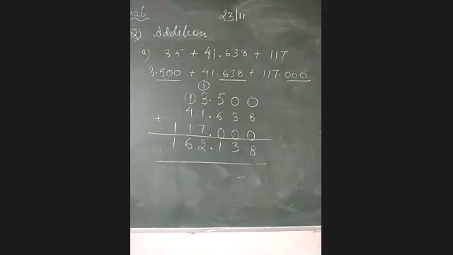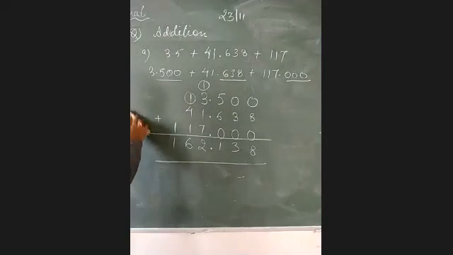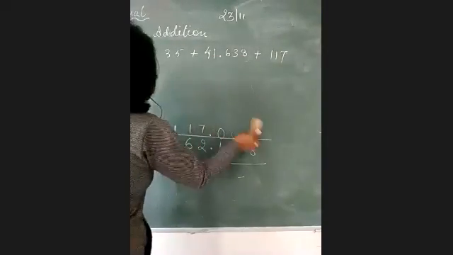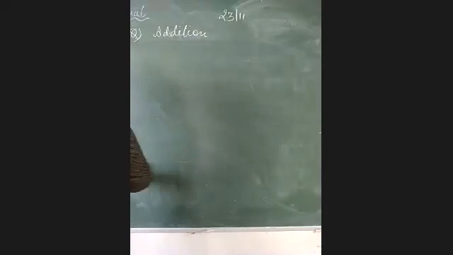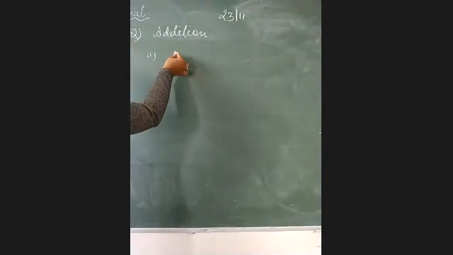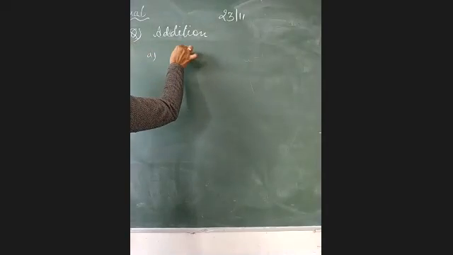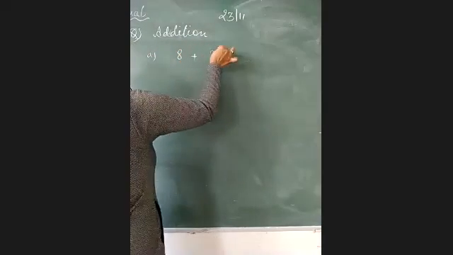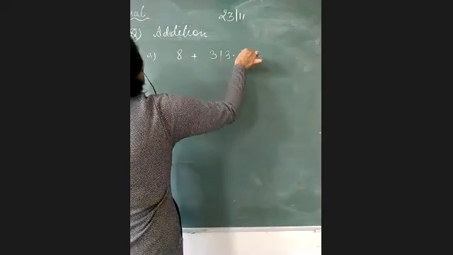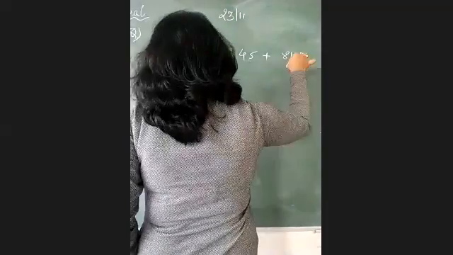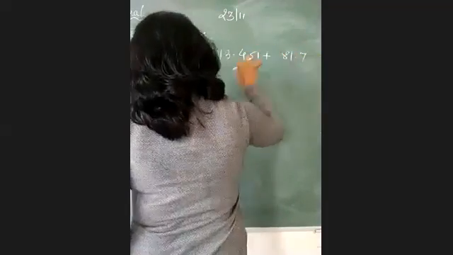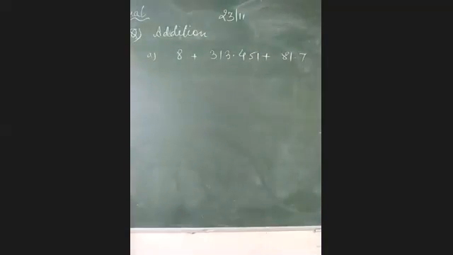Now I am giving you one question. Please do it a little faster in front of me only. Do it immediately, after that we come to subtraction. The question I want to give you is 8 plus 313.45 plus 81.7. Quickly, let me see how fast you can do it.